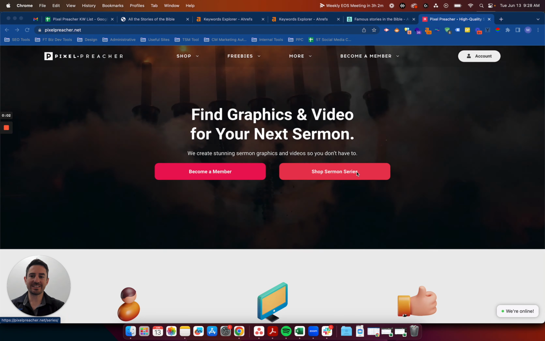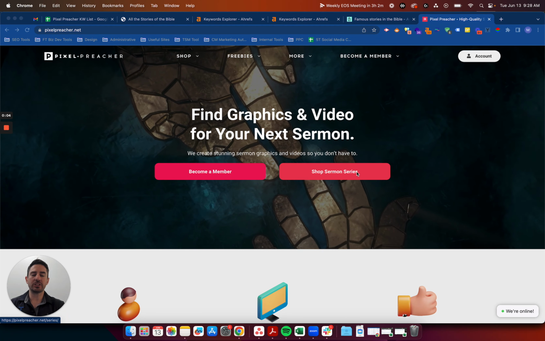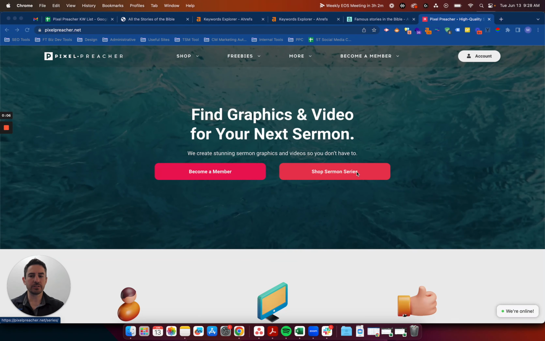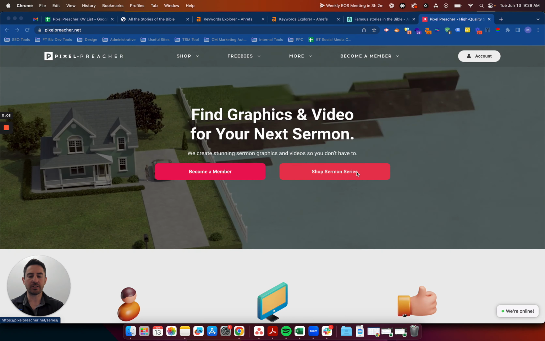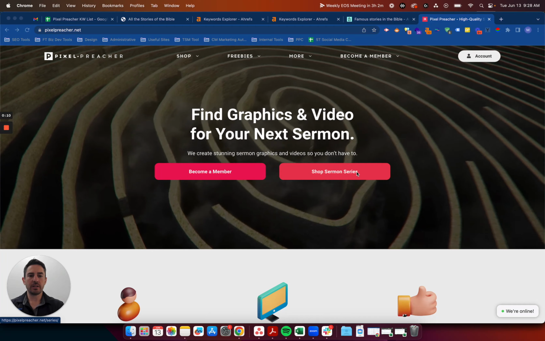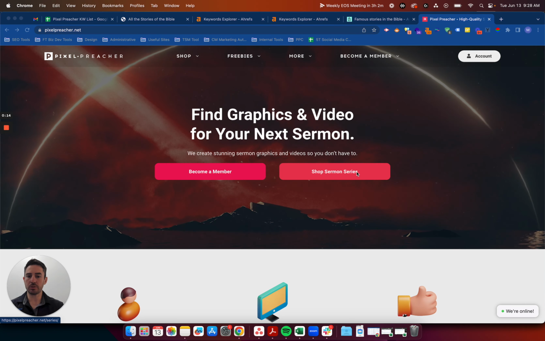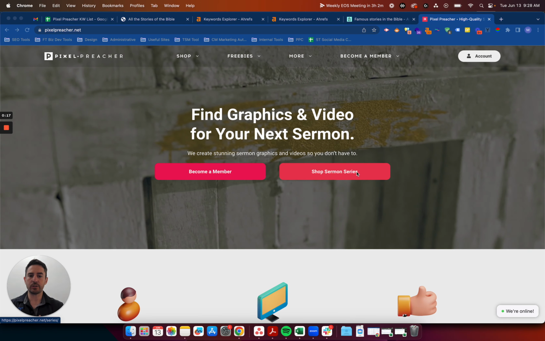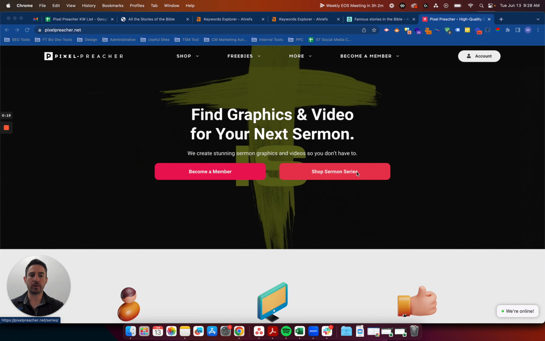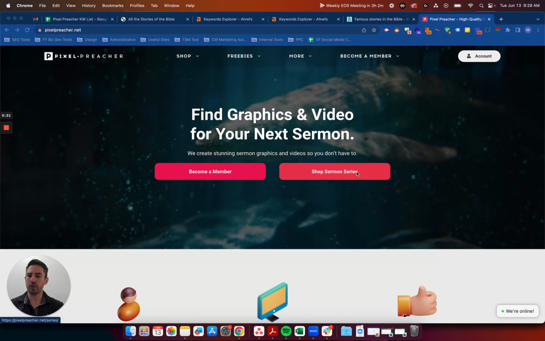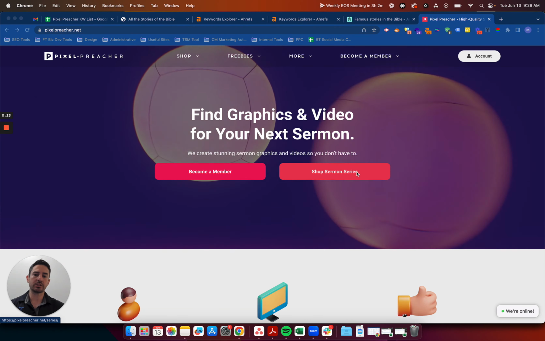Today we're going to do a teardown of Pixel Preacher, and we're going to do it a little differently than some of the past teardowns. On this one, we're going to be looking at the architecture of the site, which a lot of times we do. We're looking at UX and how you would navigate through the site, where the conversion points are, and does the flow really work? Are they doing some good things from an SEO perspective?